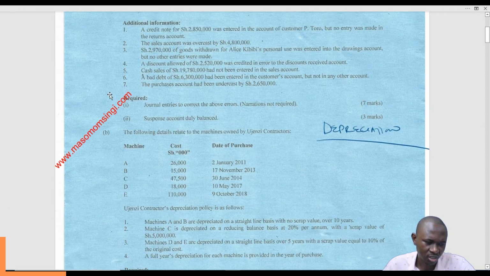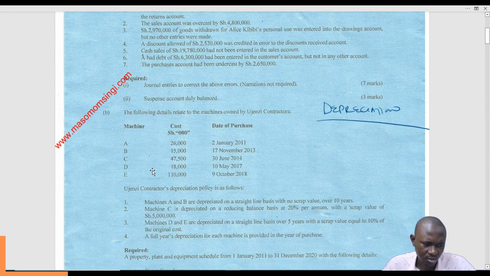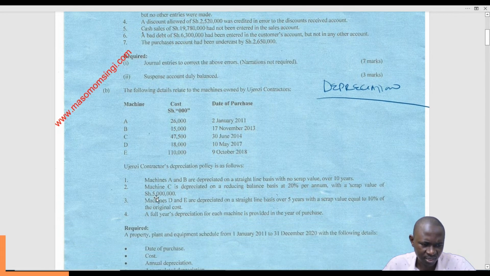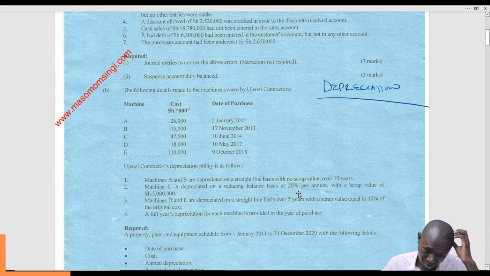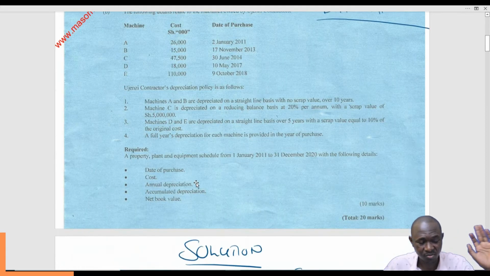Then we go to machine C. Machine C will call for a bit of some workings, because this one is 47,500, and we've been told that machine C is depreciated on a reducing balance basis at 20% per annum with a scrap value of 5 million. Let's work with 5,000 because we have chosen to restrict the zeros. So that means it has a scrap value of 5,000, with reducing balance at 20% per annum.